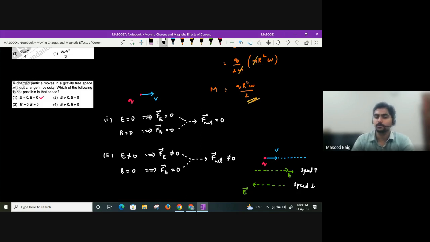Okay, so in the first case it will move in a straight line. In the second case also, let us say it is moving in a straight line, but they're asking without change in velocity. In the second case, there will definitely be a change in velocity. It may either increase or decrease, guys. Okay. Third case, you see.